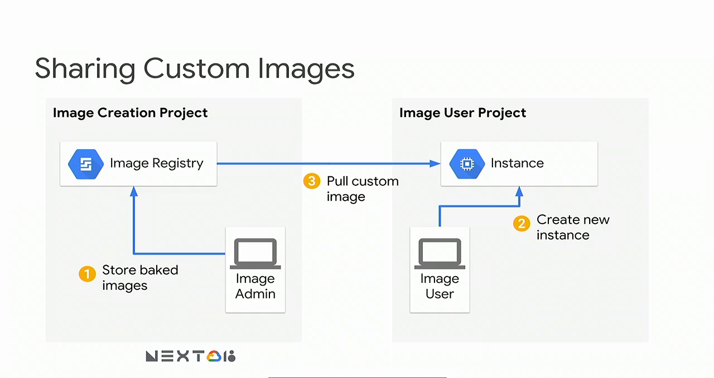So in this case, a user that has access to start a virtual machine, an instance, pulls the image from the image registry based on the URL, and then builds it from that version.